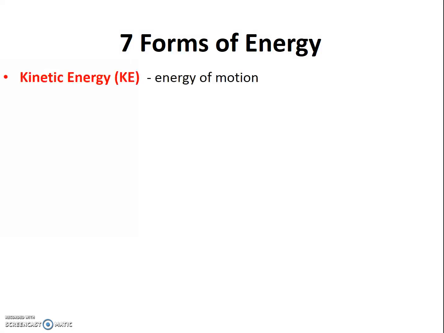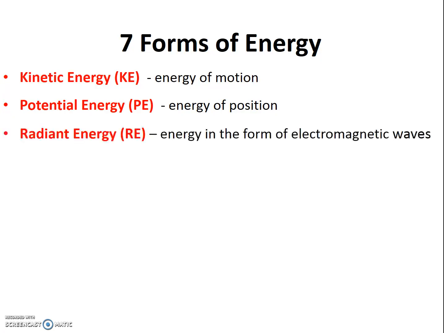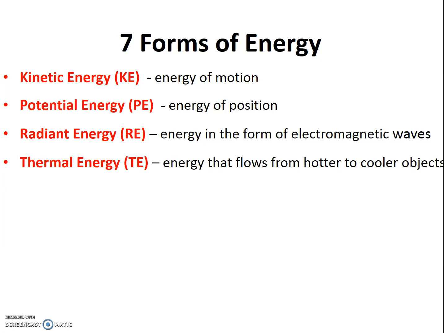First, kinetic energy, which is the energy of motion. Potential energy, which is the energy of position. So objects high above the ground have a lot of potential energy. Radiant energy, the energy in the form of electromagnetic waves. Thermal energy, which is energy that flows from hotter objects to cooler objects.